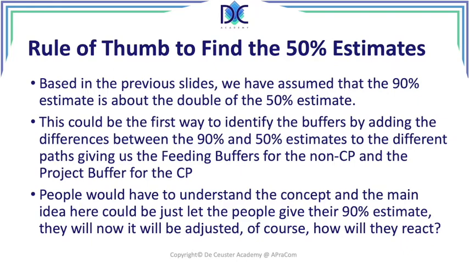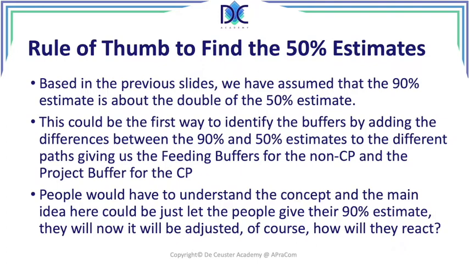Of course, how will they react? Will they add more items? Will they put a little bit more reserve? So it all depends on the way we deal with the people, and we have to create trust that giving the 50% and the 90% estimate is done as before. And of course, we also have project information about similar tasks, similar activities, and we know approximately how long it will take. So these are all kinds of things that we have to take into consideration.